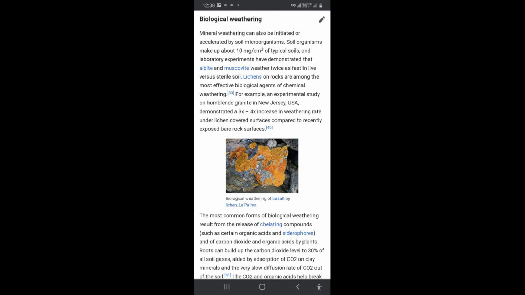Now, all these kinds of disintegrations are happening because of living beings, and this kind of weathering is known as organic weathering. So, the three kinds of weathering are mechanical weathering, chemical weathering, and organic weathering, or weathering due to living organisms, plants and animals. So, we have seen in complete perspective the types of weathering. Thank you.